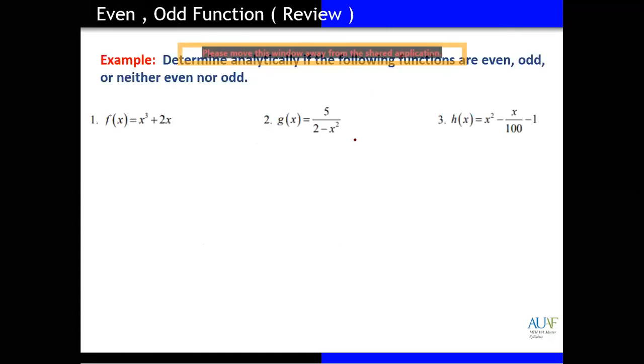These three functions, first, second, third. Find out whether these are the even function, odd function, or neither even function nor odd function. So first one, who will tell me how we can find a function is even or odd? Let's suppose we have x cubed plus 2x. Is this even function or odd function? And how we can prove it? Yes, the first one is an odd function. How we can prove this one?